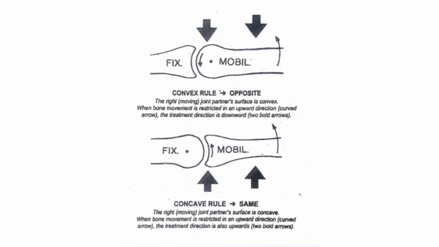In both the examples which follow, mobilization is in the direction of the decreased gliding component. The direction of the stretch, a grade 3 glide mobilization, is identical to the direction of the restricted gliding component of the roll gliding. As you can see in the diagram above, the moving joint partner surface is convex. Now, when the bone movement is restricted in the upward direction, the treatment direction is downwards. While in the diagram below, the moving joint partner surface is concave. When bone movement is restricted in the upward direction, the treatment direction is also upwards.